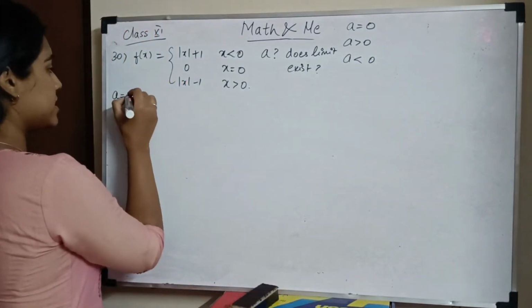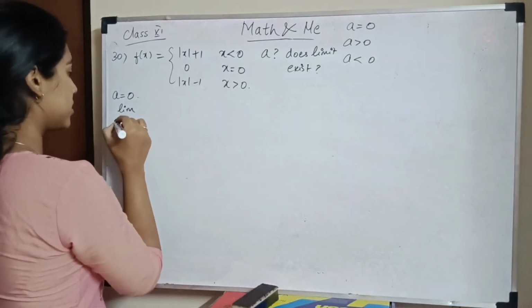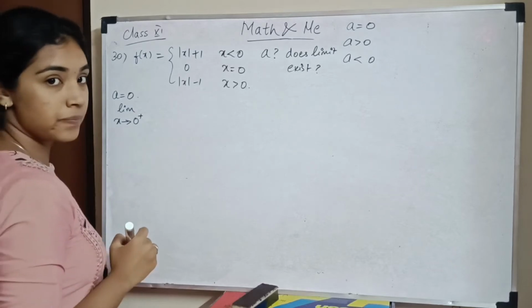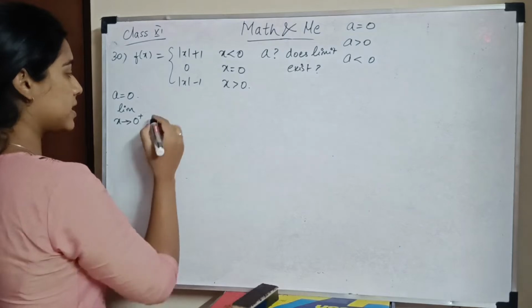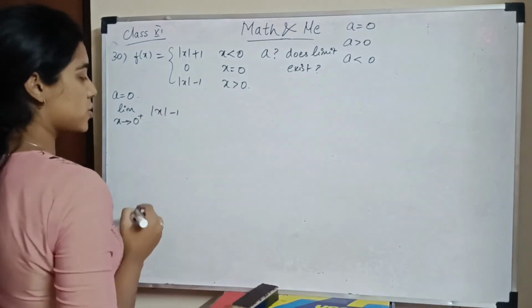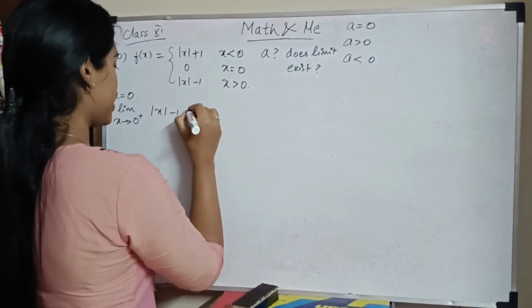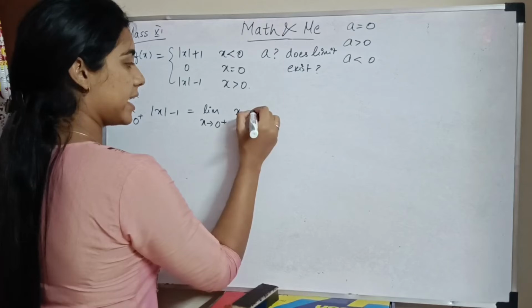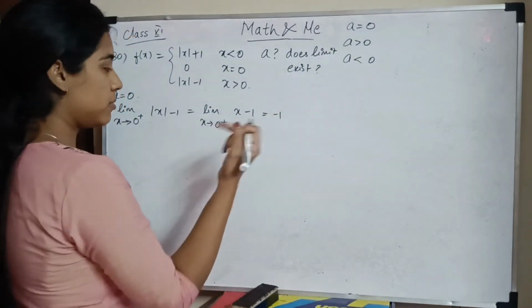So when a is equal to 0, which means limit x tends to 0 plus, 0 ஆவே இருக்கு. 0 plus na அர்த்தம் you have this case, mod x minus 1, greater than 0 na mod x will take the value plus x. So what do you have? Limit x tends to 0 plus of x minus 1 and you get minus 1. 0 minus 1, minus 1.